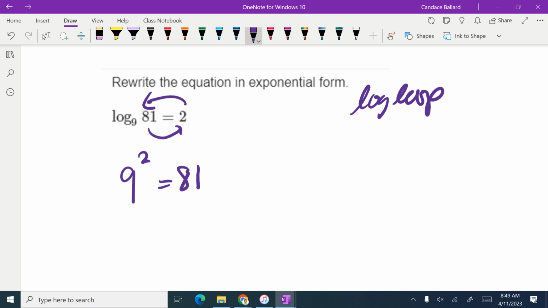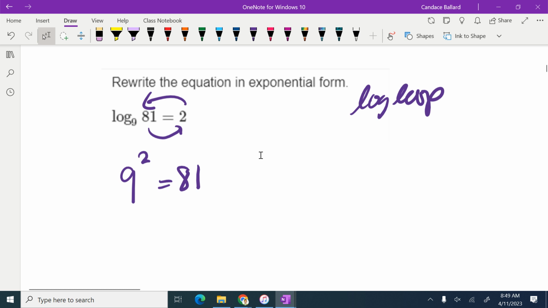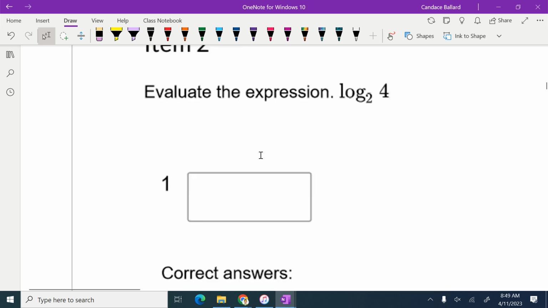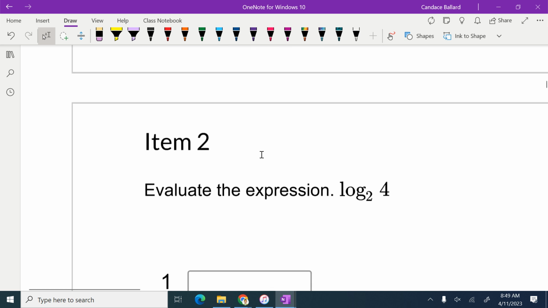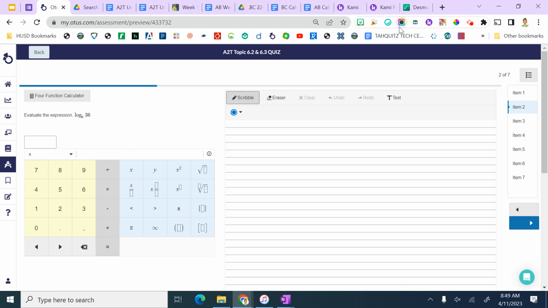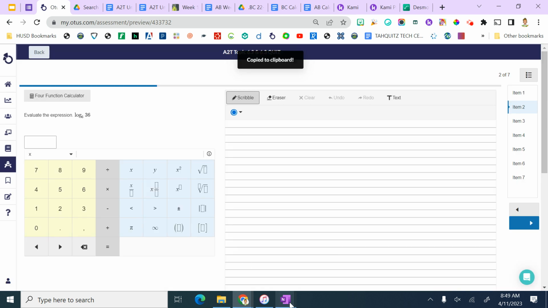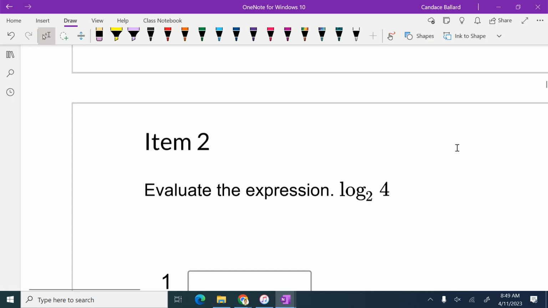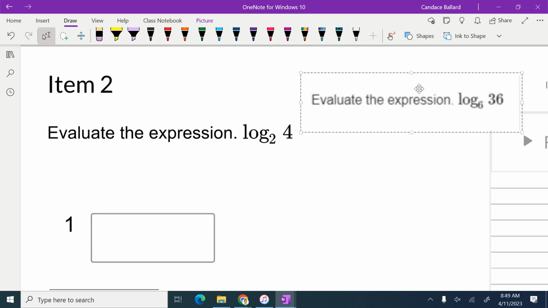Okay. So right now, everybody write down what you did wrong, if you got it wrong. I'm going to go in and make sure my second one is the same. Item 2, evaluate the expression. All right, you ready for the next one? You got your explanation. Make sure you've written your explanation.